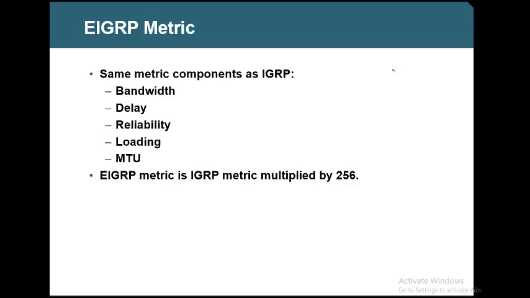Now you got 5 metrics: bandwidth, delay, reliability, load, and MTU in IGRP. Even in EIGRP, you will see the same 5 metrics. But what is the difference? The difference is EIGRP is 32 bit of metric value, whereas IGRP is 24 bit. That is why they say to get EIGRP metric, you need to multiply by 256.